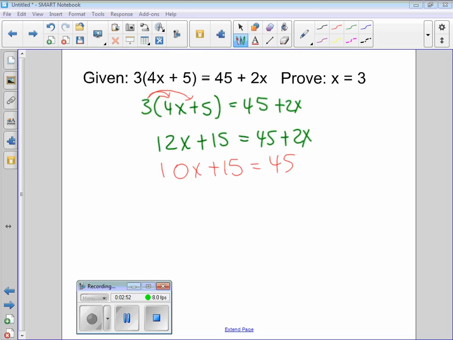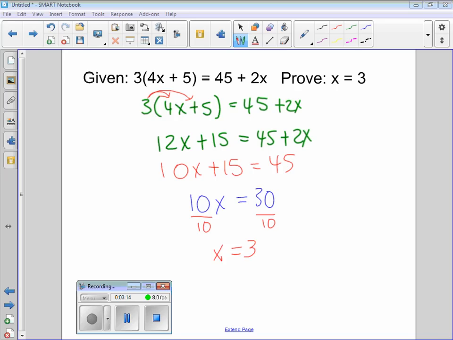So then what do you think my next step will be? See if you can guess it, and then I'm going to write it and tell you the reason. I hope that you guessed that I'd subtract 15 from both sides, and there I have that. And then my next step, divide both sides by 10, and sure enough, I get x equals 3.